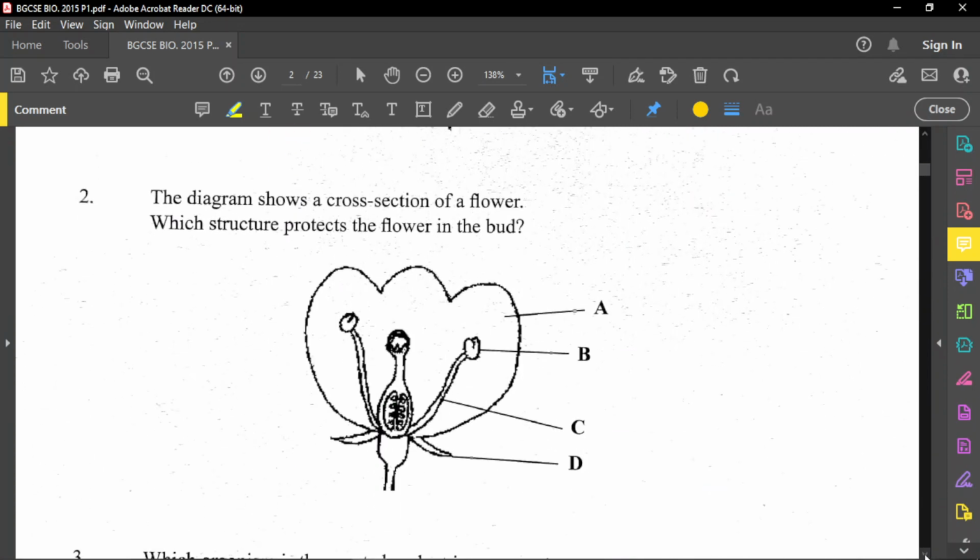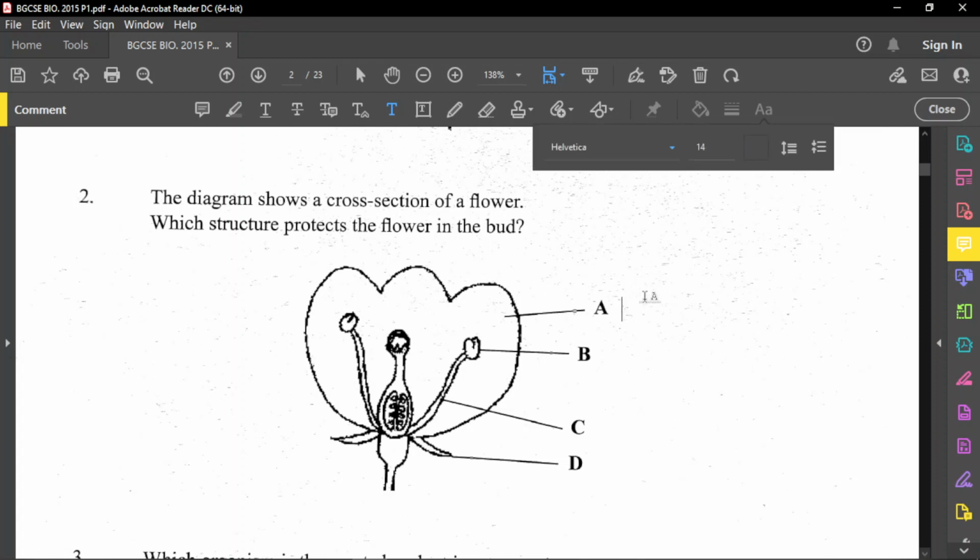For question number 2, we show here a flower. Let's quickly label this. We have A, which is petals, so this will be our petal right there. B will be our anther, and that is a part of the male part of the flower. And then C is filament. So the filament and the anther make up the male part of the flower, but it's called stamen. And here we have our sepal. D is our sepal.